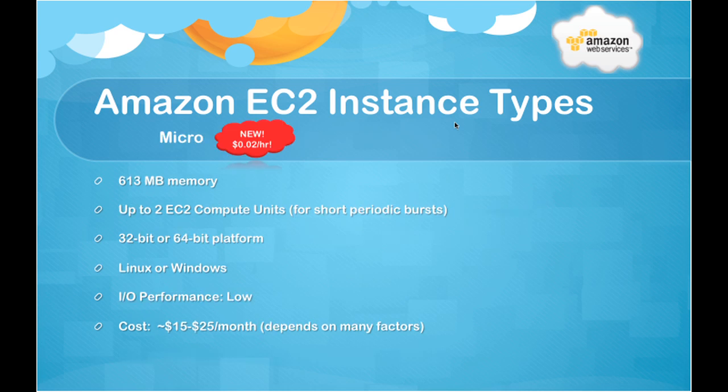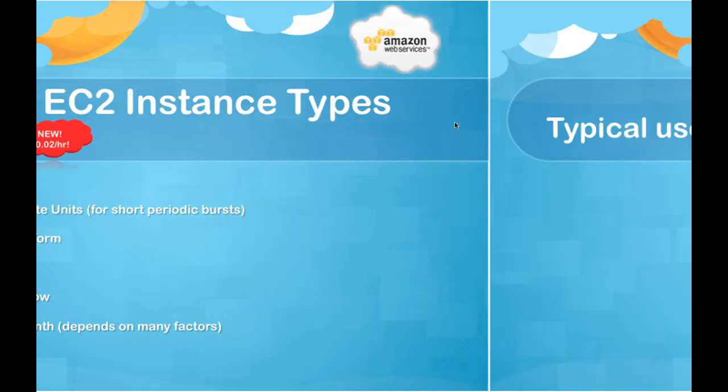And then the latest one, and this really got me thinking about it, was this micro instance. It's literally 2 cents an hour. If you do the math, that comes out to about $15 a month. Now, it's smaller, 613 meg of memory. You get up to two compute units, but it's only for short bursts. Typically, it's about half of a compute unit for ongoing stuff. But for things like web servers and stuff with light traffic, it's more than enough. It supports either 32-bit or 64-bit Linux or Windows. And again, the cost is somewhere between $15 and $25 a month.